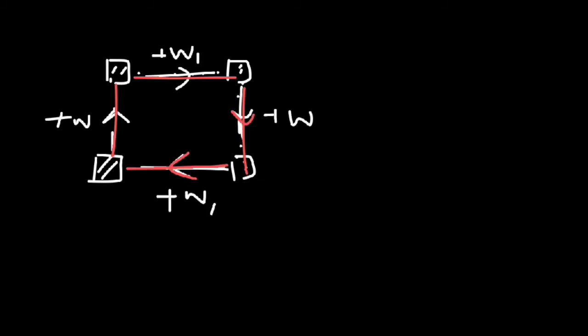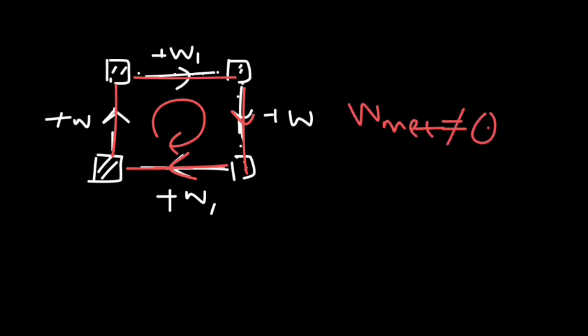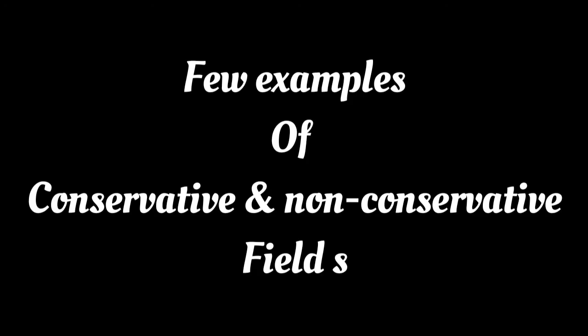Similarly, when you go in a closed loop, if the work done doesn't become 0, if you go through this loop, your net work done is not equal to 0. You call these types of fields non-conservative fields. So now you have an idea of what conservative and non-conservative fields are. Let's go through a few examples for conservative and non-conservative fields.